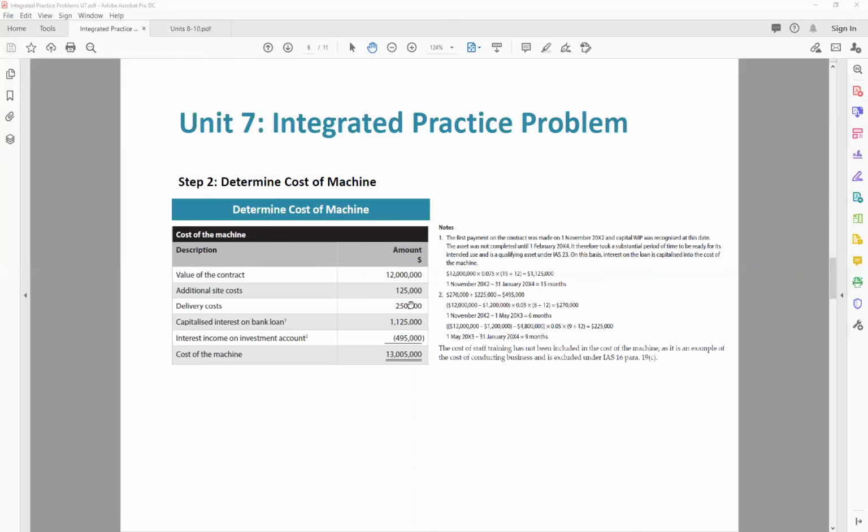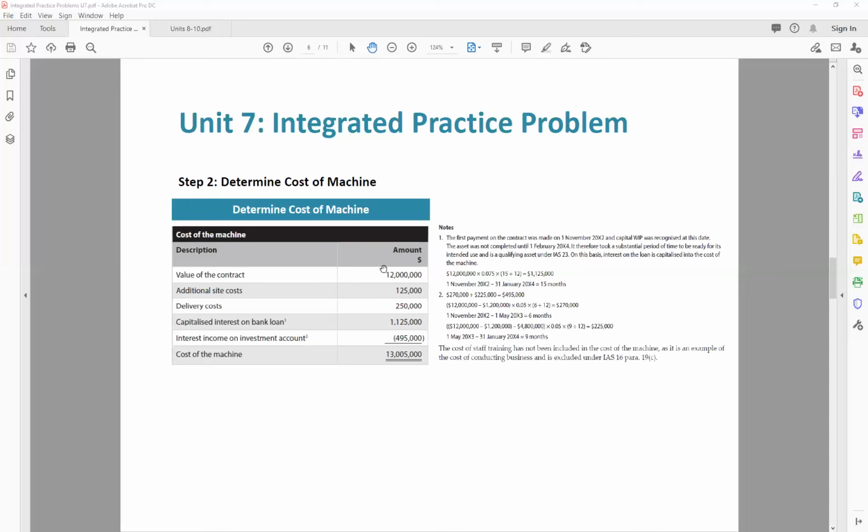So if we look at step two, which is to think about how we determine the cost of the machine. We need to go back and make reference to the standard, right? The standard itself pretty much said that anything that was the contract price would be included, along with any costs that were necessary to prepare the asset so that it would be ready for use and for delivery. And so the value of the contract is 12 million.